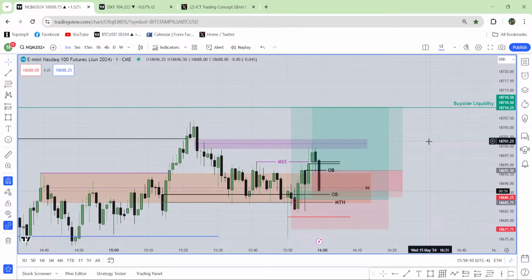I covered the break even. Sorry, the mean threshold. I just covered it. It just can't break the mean threshold of that wardrobe. It just can't do that. I hate you, market. Probably an SMT is going to form.